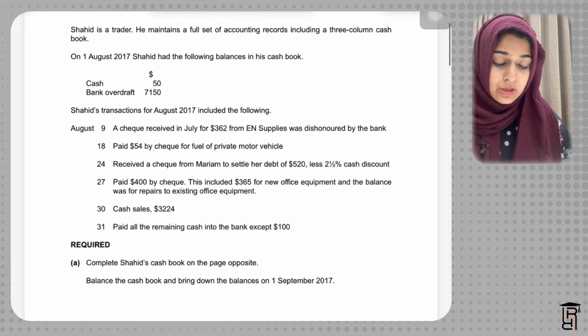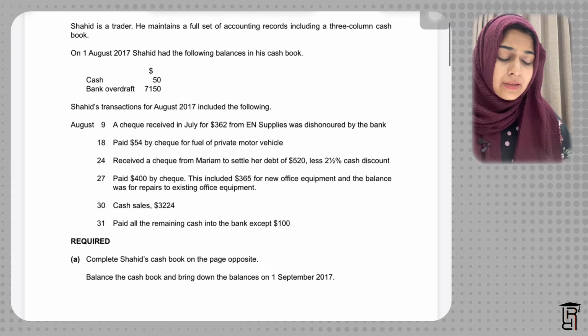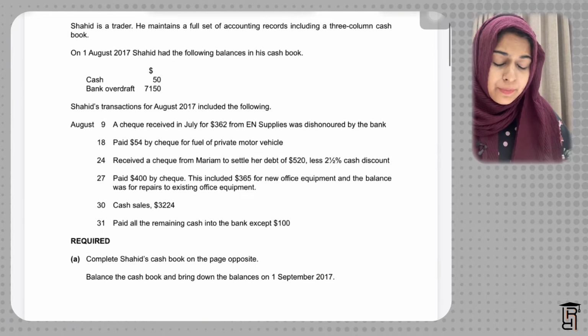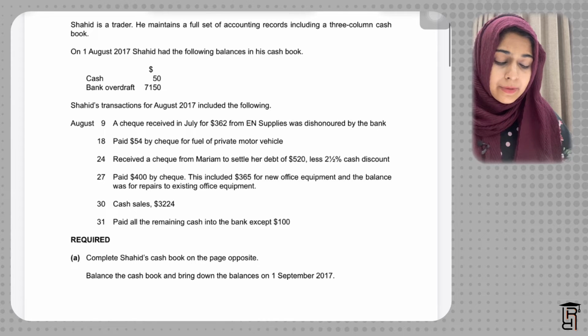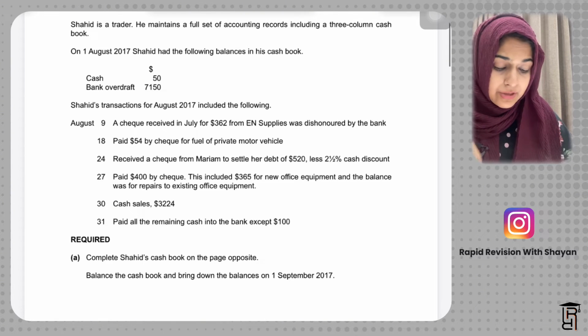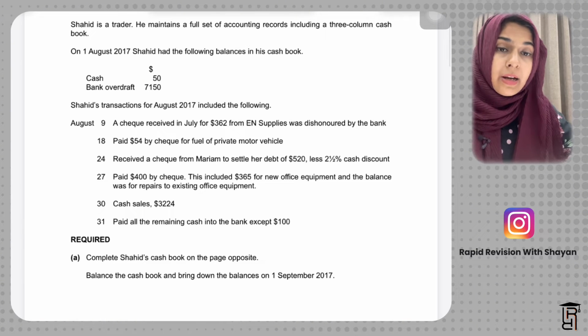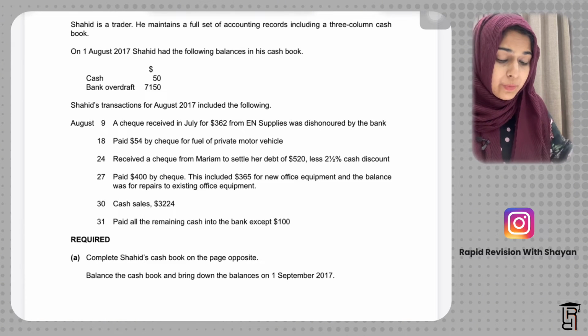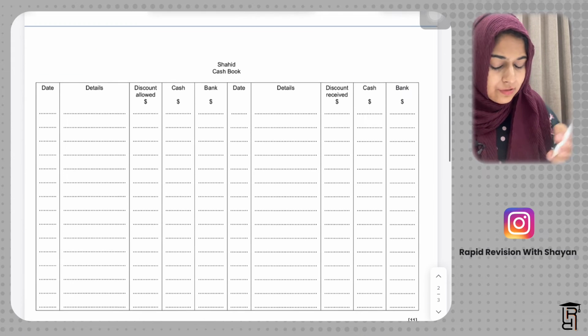On 1st August 2017, Shahid had the following balances in his cash books. So basically, in his cash book, he had a cash balance of 50 and a bank balance of 7150, but that was a bank overdraft. A bank overdraft is a negative balance in the bank. So that is shown on the credit side of the cash book because it's a liability. So I just write these balances here.